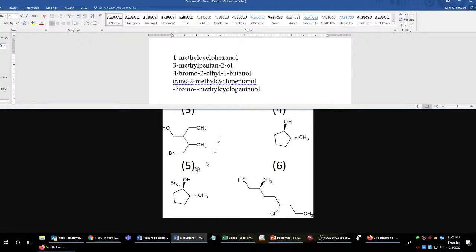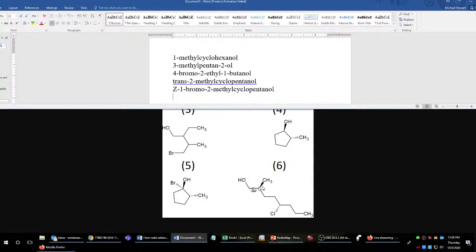So if we look on the left side, or if we look between these two, the OH group has the lower priority than the bromine because the bromine has the higher atomic weight. So on this side, the higher atomic weight's on the wedge. On this case, the higher atomic weight's on the CH3. So this ends up being Z, zusammen, Z, 1 bromo, 2 methyl, cyclopentanol.